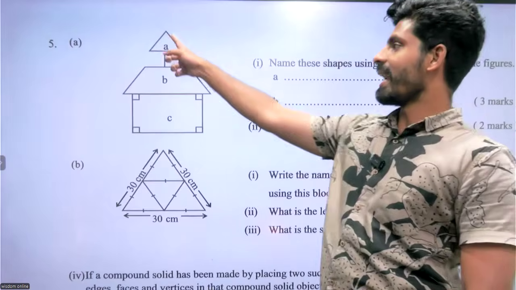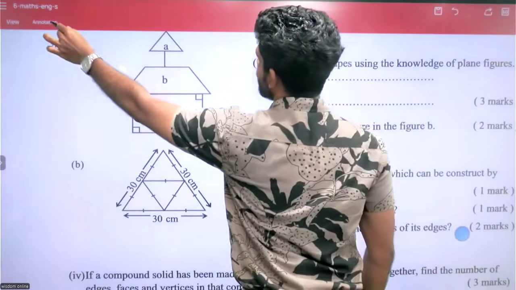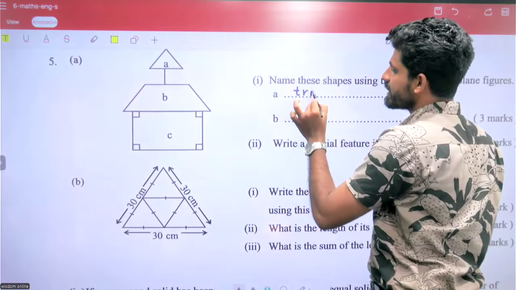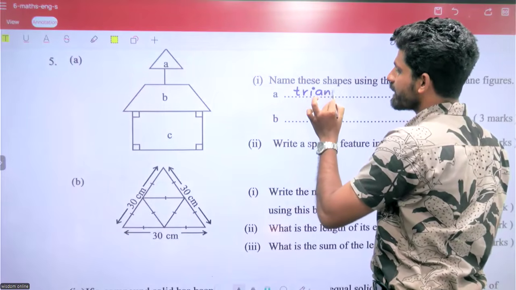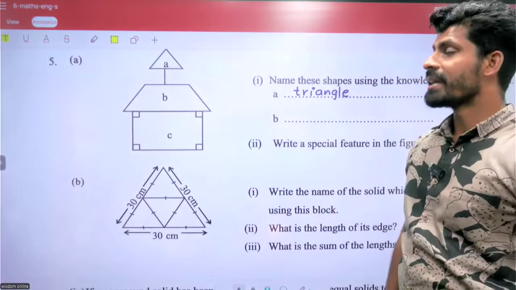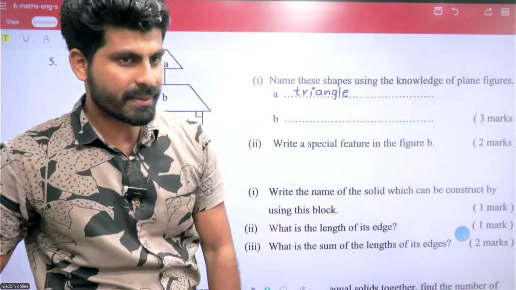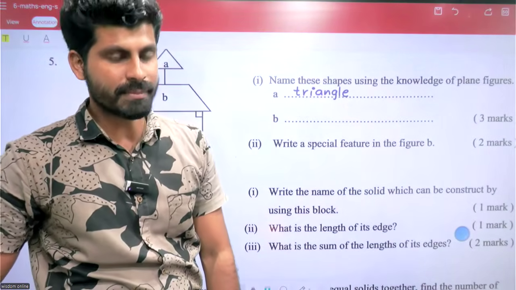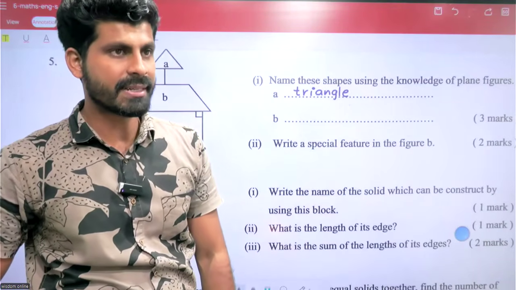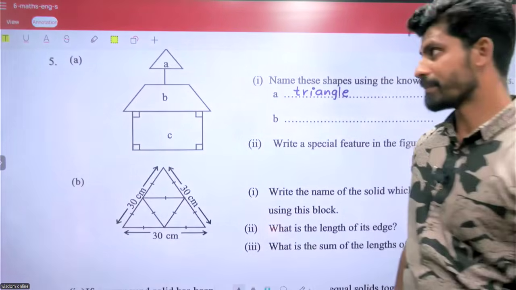Right? A, you know that, so that is a triangle, right? So what is the plane figure A? That means triangle. B, what is that one? B, trapezium, right? So what is the name of that one? Trapezium.